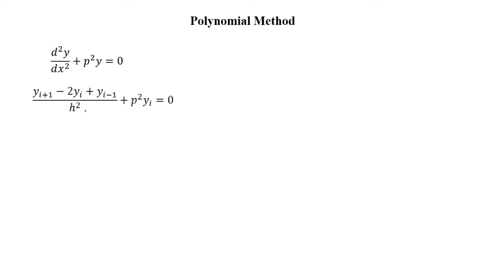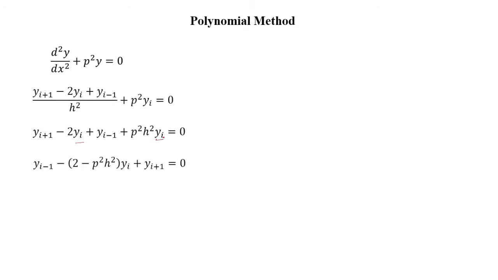Now we will multiply h square with this equation, so we will get y of i plus 1 minus 2 of yi plus y of i minus 1 plus p square h square yi is equal to 0. Now we will club the yi terms together, so we will get y of i minus 1, which is this term, minus 2 minus p square h square yi, which are this term and this term, plus y of i plus 1 is equal to 0.